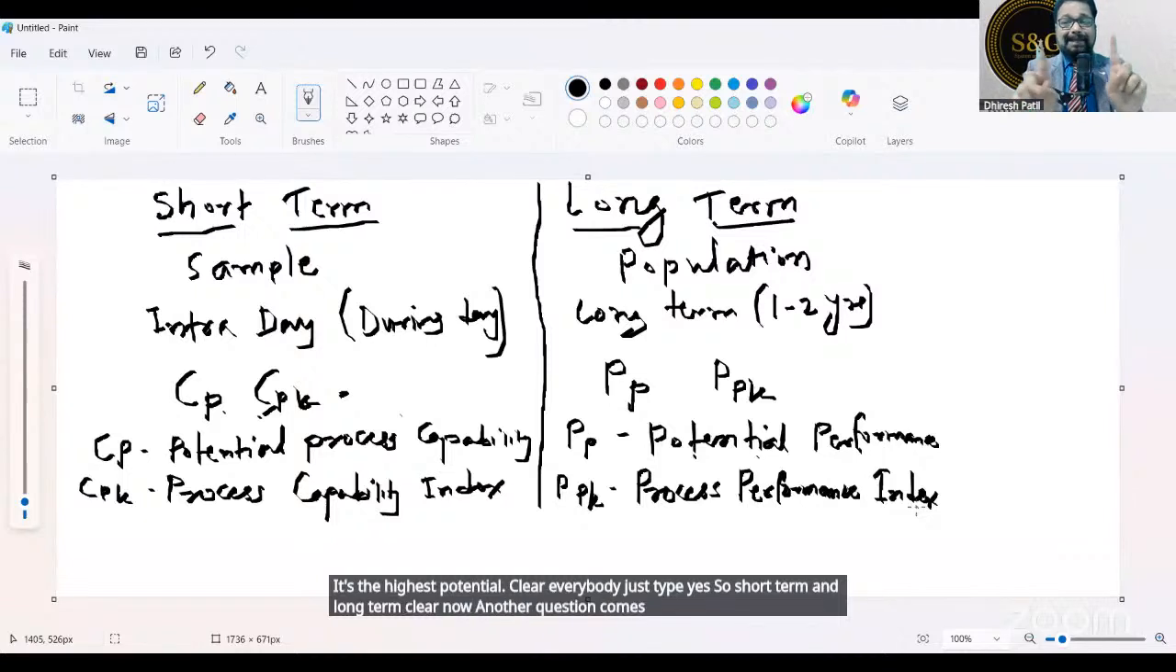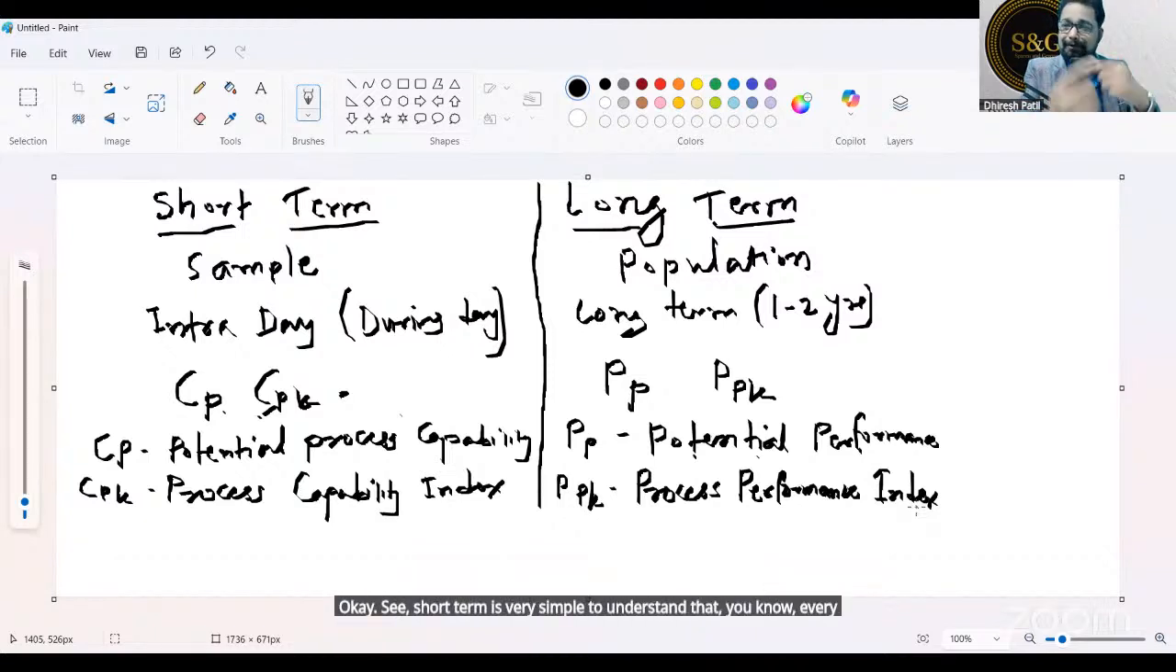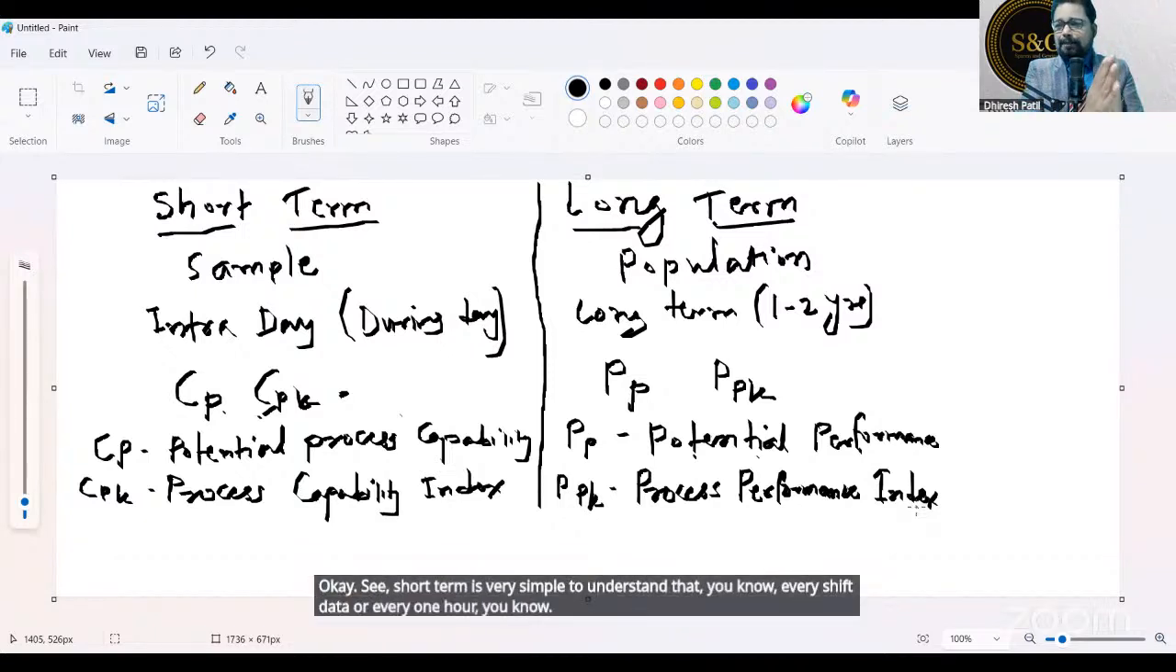Everybody with me till now, just type yes or no in the chat box. Everybody with me? Any question? See, short term is very simple to understand. Every shift data or every 1 hour sampling is short term data. Daily data, weekly data, they're short term data.